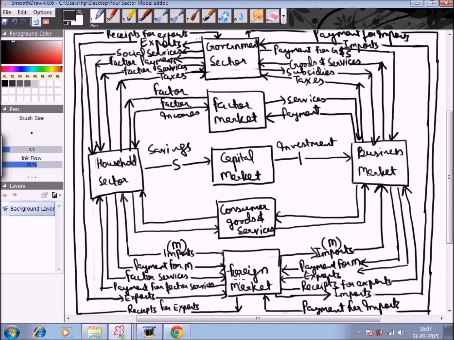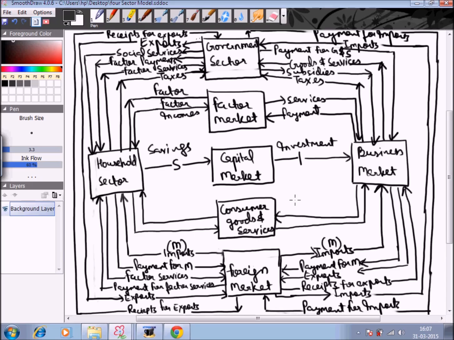So let's start understanding the four sector circular flow. We can see here that the foreign market has been placed at the bottom, and as I have told you earlier, the household sector will only export labor. So we can see here that it is exporting only factor services, in the form of labor, to the foreign market, and the foreign market is providing payment for the factor services to the household. Similarly, the foreign market is providing imports of goods and services to the household, and the household is paying for the imports.